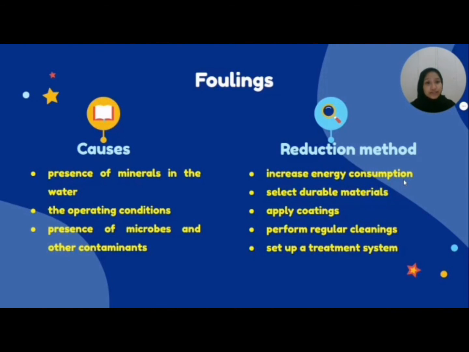There are many ways to reduce fouling. One of them is by increasing the energy consumption, but this method is quite pricey. By increasing the energy consumption, our heat exchanger can perform at very peak intensity, and it can also increase the water turbulence. We must select a durable material for our heat exchanger. We also must apply coating in order to reduce fouling. Fouling can also be reduced by performing regular cleaning and regular inspection of our heat exchanger. Last but not least, the most effective method to reduce fouling is by setting up a treatment system. We can cooperate with industrial water treatment services so that they can remove the undesirable substances and treat our water. That's all from me.